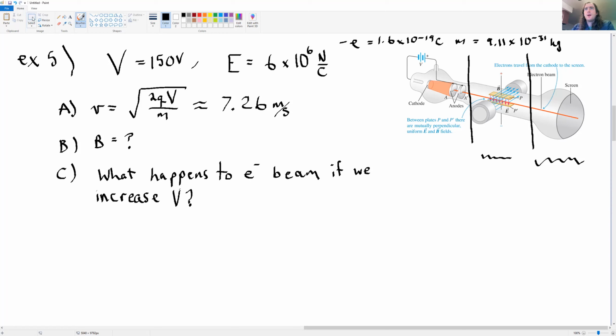Okay. How about part B, which is the magnetic field so that there's no deflection? Well, we get that from V equals E over B. So B equals E over V. So 6, oh, I forgot to put times 10 to the 6 here for the velocity.